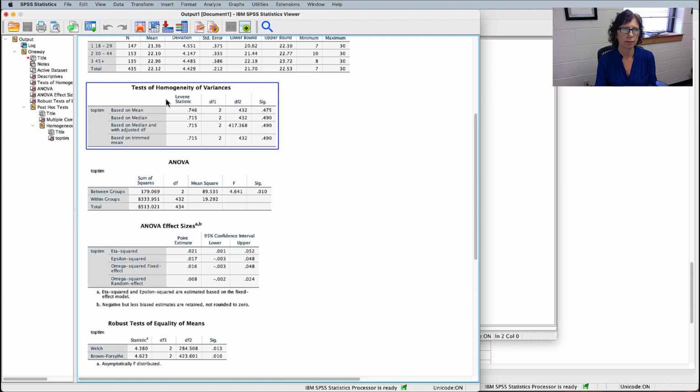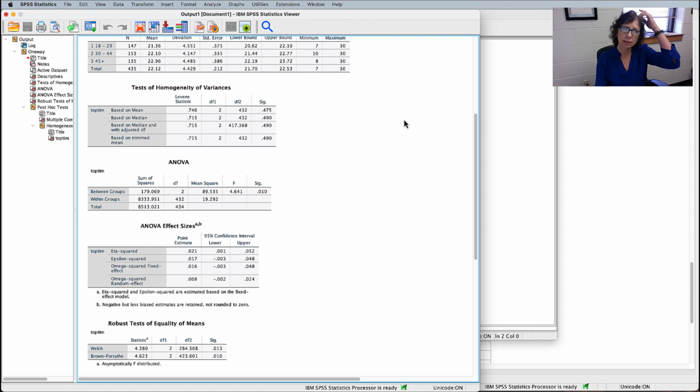Next, here we have the tests of homogeneity of variances. We're just going to work with the top row here. When we're looking at Levene's test, which is for the homogeneity of variance assumption check, we're really just interested in was the test significant or not. And here with a significance level of 0.475, we can say no. No significant Levene's test, therefore no violation of the assumption of homogeneity of variance.